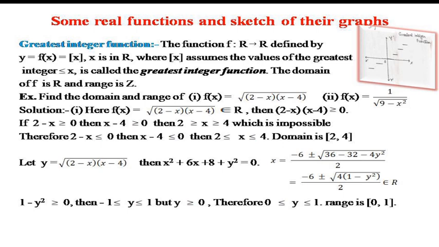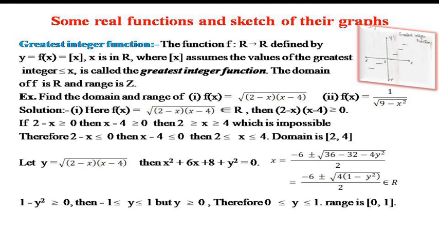Therefore, 2 minus x is not greater than or equal to 0. Therefore, 2 minus x is less than or equal to 0. This implies x minus 4 is also less than or equal to 0. Therefore, from these two inequalities, x lies between 2 and 4. So our f(x) is defined in the interval 2 and 4. It is also defined at x equal to 2 and x equal to 4. Therefore, the domain of f is the closed interval 2 and 4.